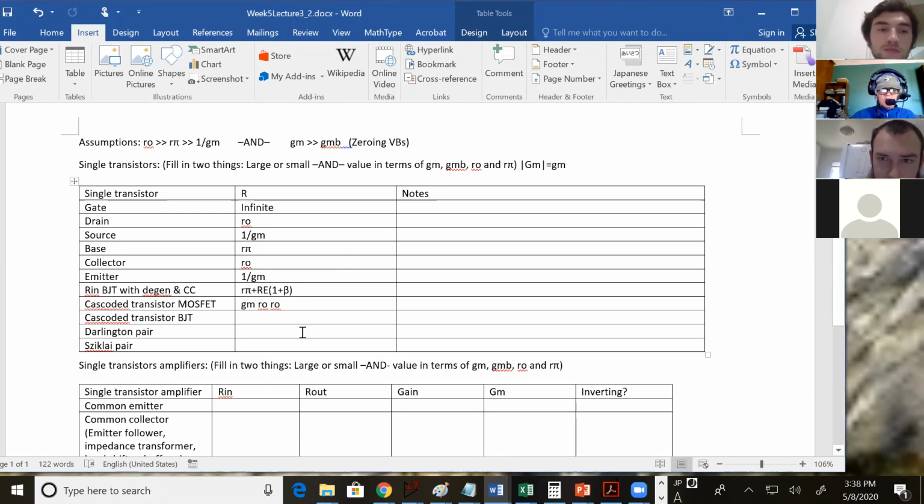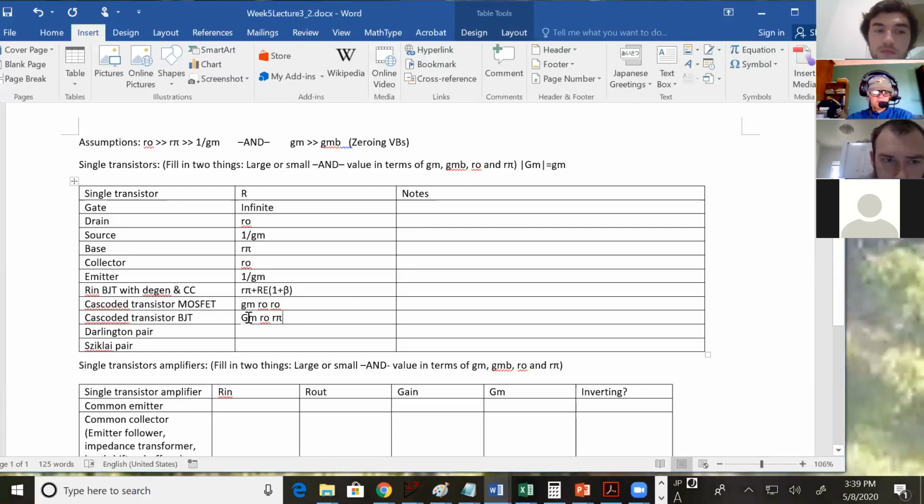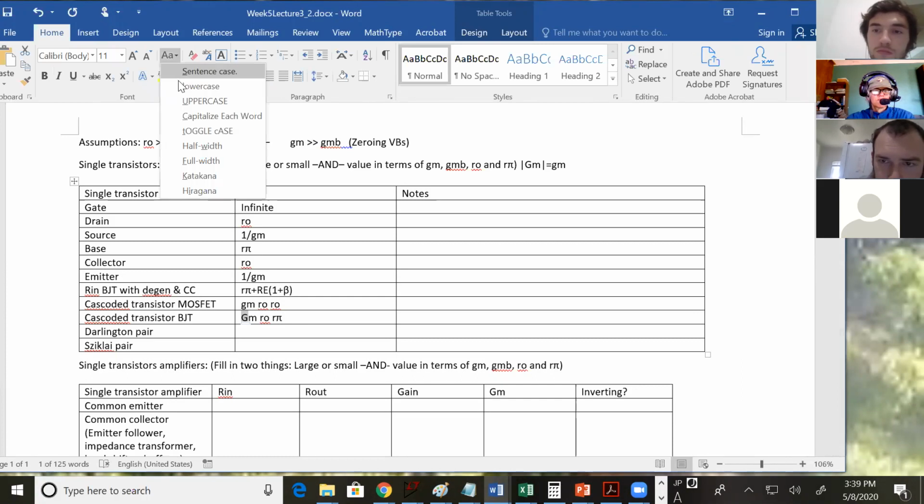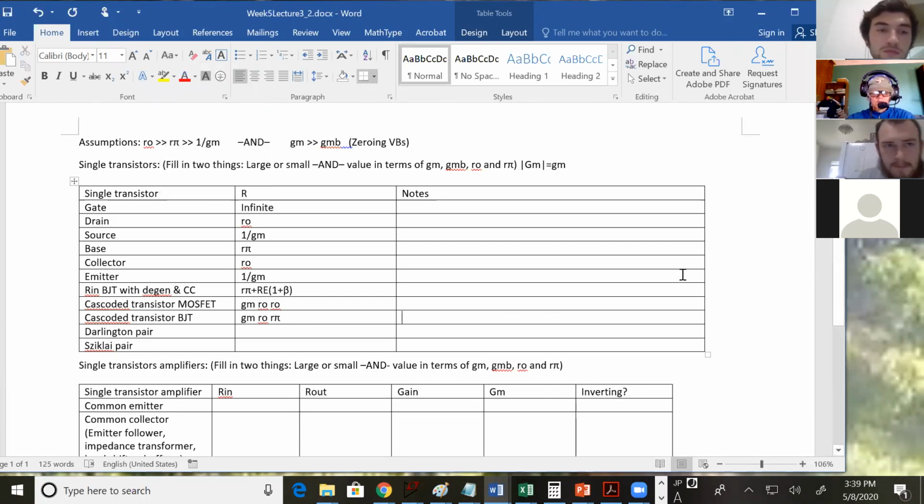Okay, we'll cover these two Monday, I guess. For the cascoded BJT, we haven't worked that out. I wanted to put it on the next homework for practice for you. So this one, I'll just tell you, it's GM RO R pi. And we have our table finished. Yay!